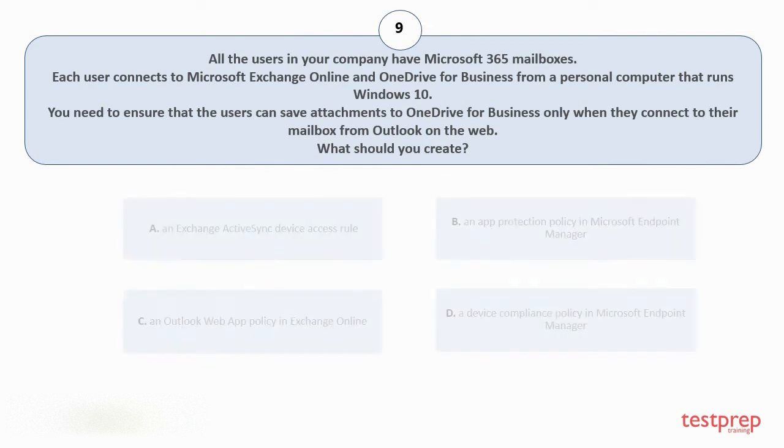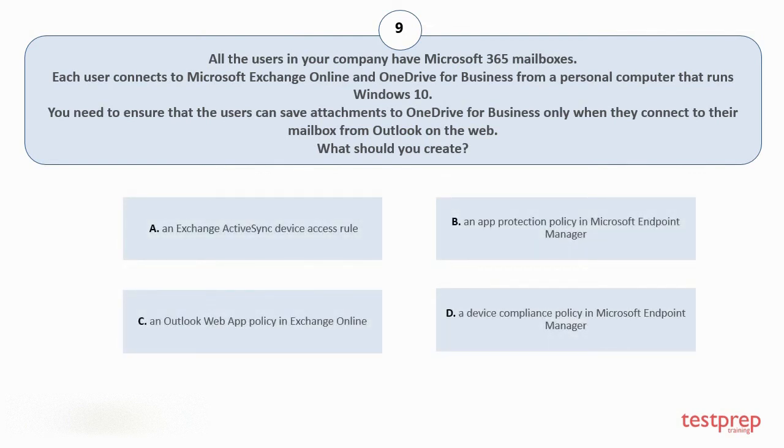Your options are: A. An Exchange ActiveSync device access rule. B. An app protection policy in Microsoft Endpoint Manager. C. An Outlook Web App policy in Exchange Online. D. A device compliance policy in Microsoft Endpoint Manager. The correct answer is option B.